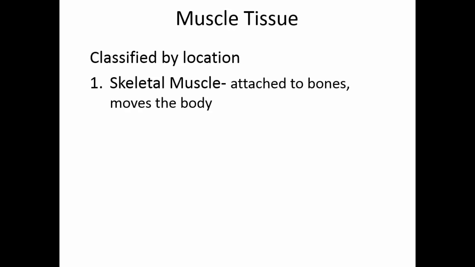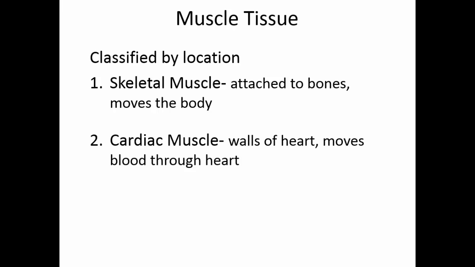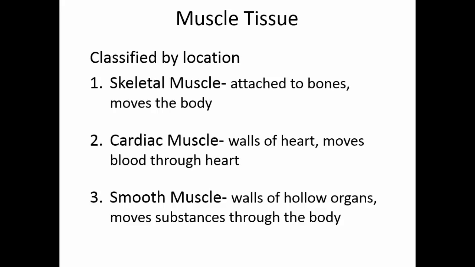Muscle tissue is classified by its location. Skeletal muscle is attached to bones, and when it contracts, it moves the body. Cardiac muscle is found in the walls of the heart. When it contracts, it's going to move blood through the heart and into the circulatory system. And smooth muscle is found in the walls of hollow organs. When these muscles contract, things move through these tubes.